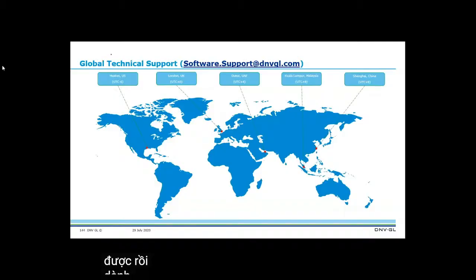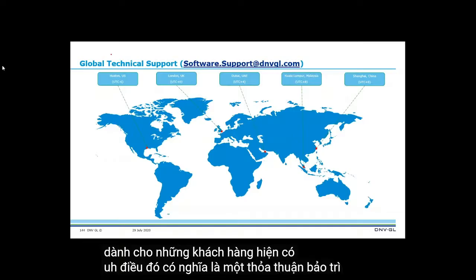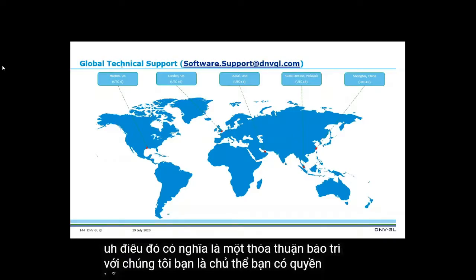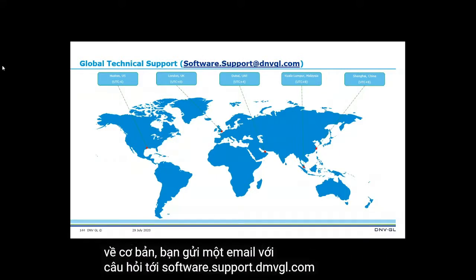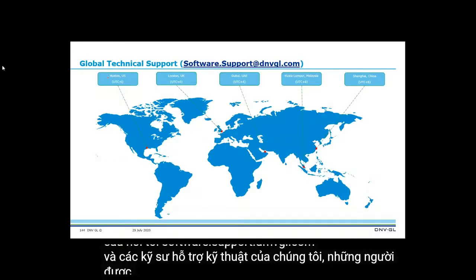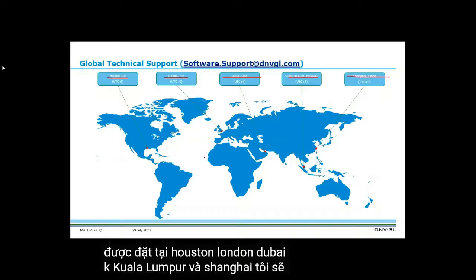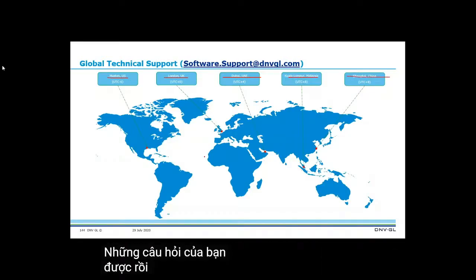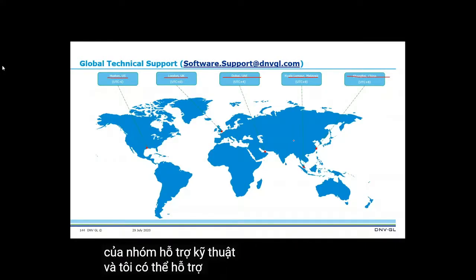Okay, for customers with an existing SLA, that means a maintenance agreement with us, you are entitled to global technical support. So basically, you send an email with your questions to software.support@dmvgl.com, and our technical support engineers, who are located in Houston, London, Dubai, Kuala Lumpur, and Shanghai, will answer your questions. I am located in Singapore, and given my ability to work remotely, I'm also part of the technical support team, and I can support you from Singapore.